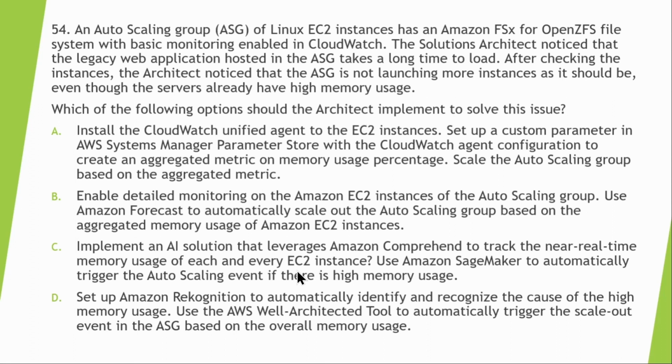Now let's see the options. Install the CloudWatch Unified Agent on the EC2 instances. Set up a custom parameter in the AWS Systems Manager Parameter Store with the CloudWatch agent configuration to create an aggregated metric on memory usage percentage. Scale the Auto Scaling group based on the aggregated metric. So yes, this is correct.